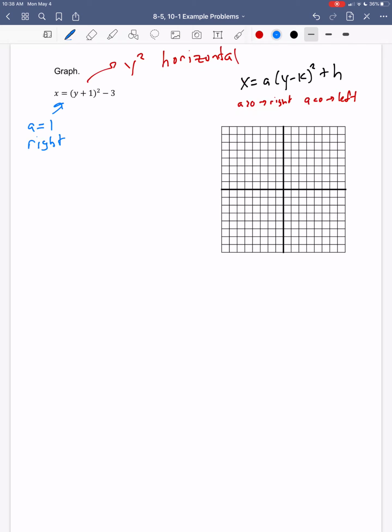For the vertex, I look at these values here. Be careful though. We would let y be -1, and then we would get x is -3, right? If I plug -1 in for y, -1 plus 1 is 0. 0 squared is 0. 0 minus 3 is -3. So my vertex, we always have to list x first. So my vertex would be (-3, -1). And my axis now will not go up or down. My axis will go left and right.